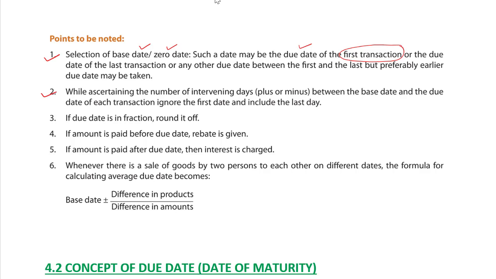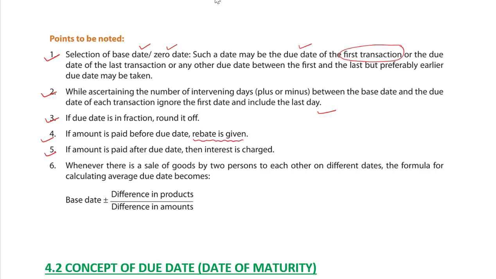Next, while ascertaining the number of intervening days, plus or minus, between the base date and the due date of each transaction, ignore the first date and include the last date. Next, if the due date is a fraction, round it off. Next, if amount is paid before due date, a rebate is given.